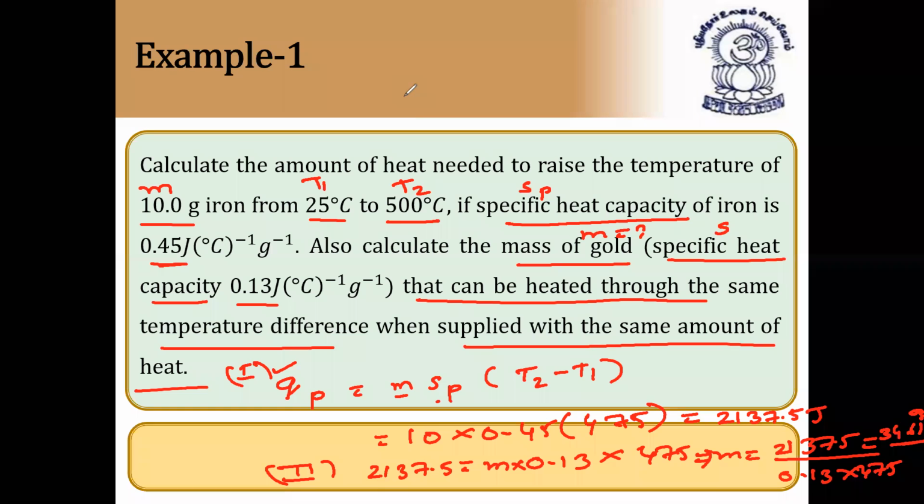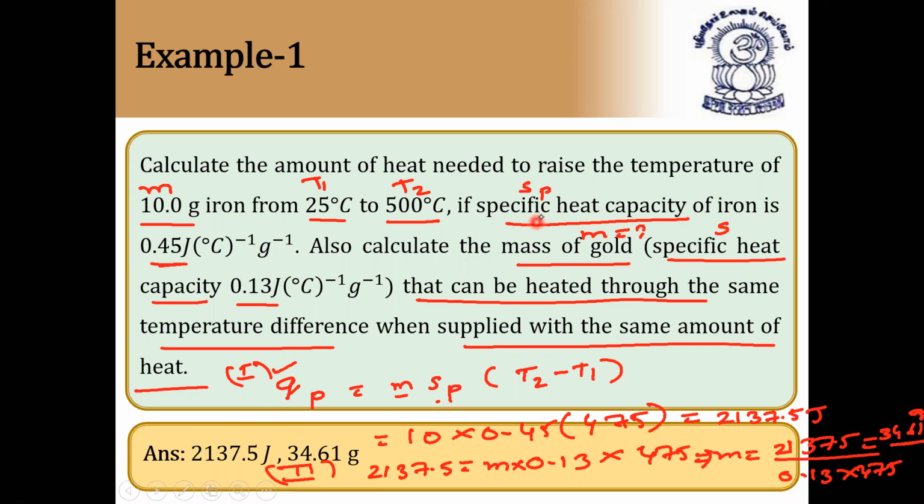So I hope it is clear. Let us check the answers. As I told you, in the first case, 2137.5 joules. In second case, it is 34.61 grams. Here, why are you directly taking iron weight? Because they have given specific heat capacity. When they are given specific heat capacity, we have to consider only mass. When they are given molar heat capacity, that is CV or CP, then we have to consider number of moles. But they are given only specific heat capacity.